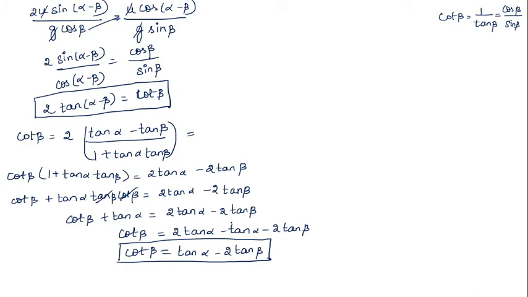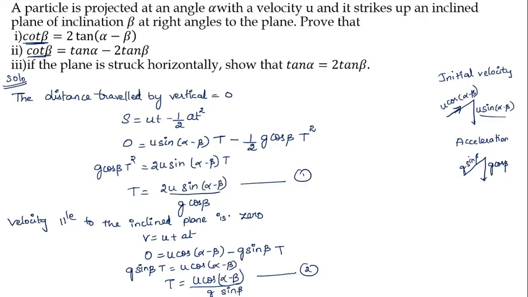Next we are going to prove the third part, that is, if the plane is struck horizontally, show that tan alpha is equal to 2 tan beta. That is what we are going to prove. So if the plane is struck horizontally, the vertical velocity is 0. So what is the vertical velocity?